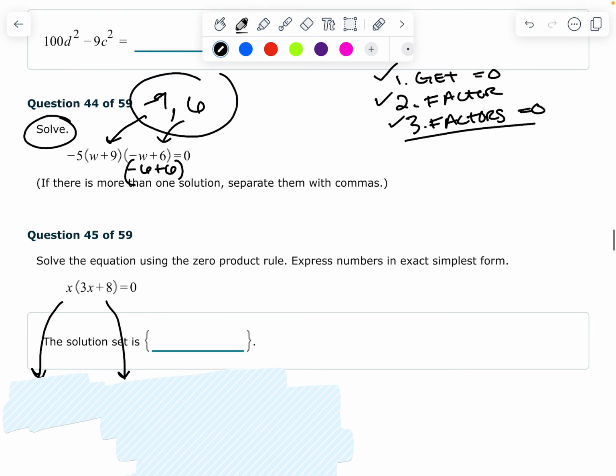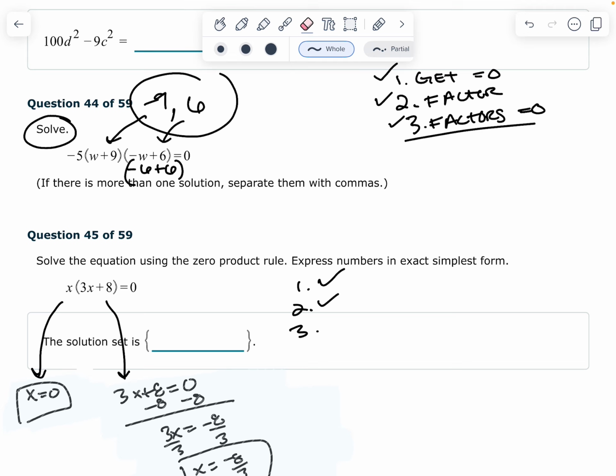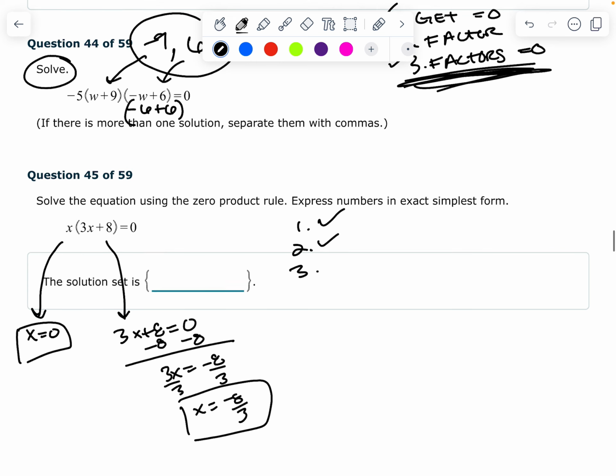Same thing here. Step 1, get it equal to 0, check. Step 2, factor it, check. Step 3, set the factors equal to 0. So the left-hand factor, x equals 0. Boom. Second factor, 3x plus 8 equals 0. That's what I mean by set the factors equal to 0. 3x plus 8 equals 0, and then solve it. We get x equals negative 8 over 3. Check, we have our answers.